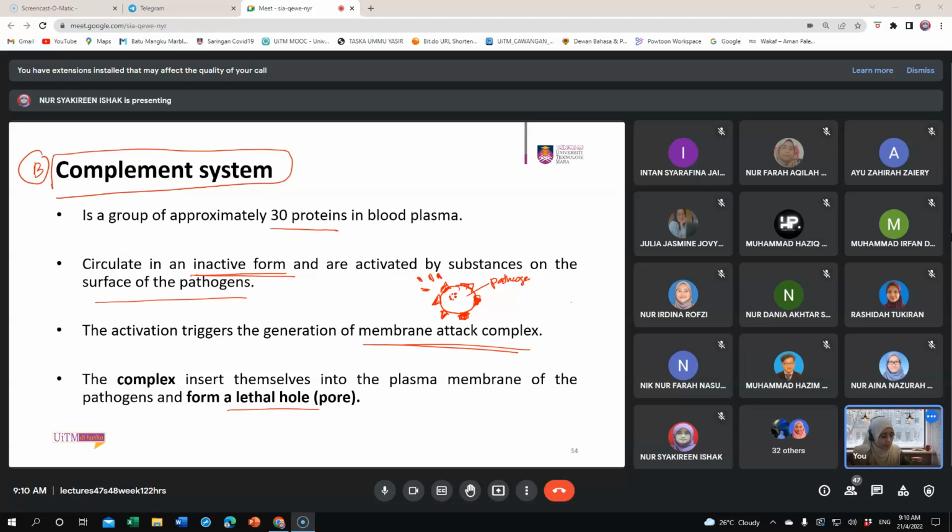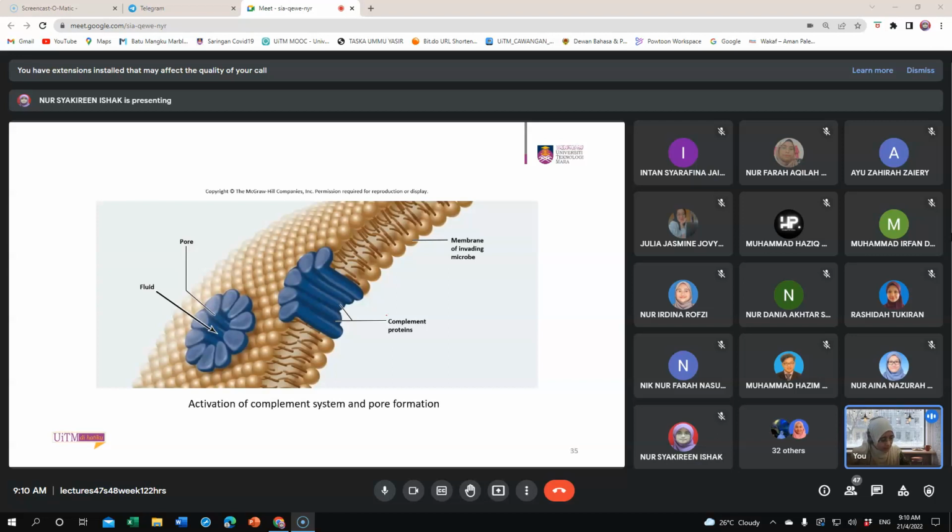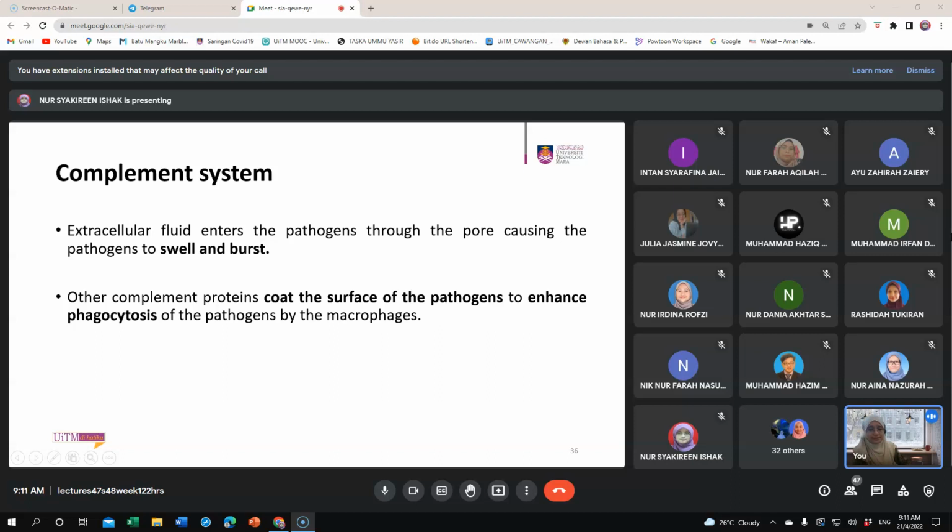Once the pore is formed on the plasma membrane of the pathogen, ions and water can enter inside the pathogen and eventually the pathogen will lyse and burst. So complement proteins circulate in your body fluids, but once they encounter the pathogen, they insert themselves into the membrane to form pores. This causes fluids containing ions and water to enter the pathogen and causes it to burst. Lyse and then burst, swell and then burst.